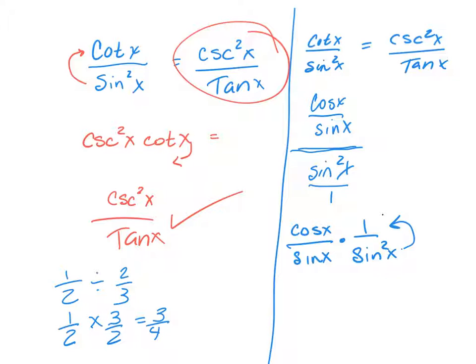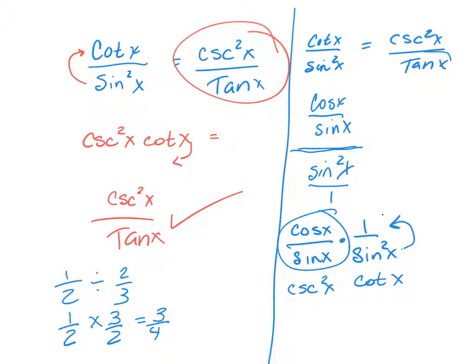But I need a tangent downstairs. What happens when I move this cotangent downstairs? It turns to what? What's the reciprocal? Wait, what happened to the sine? Sine squared of x went upstairs as a cosecant squared of x. I put cosine, but that's cosecant. So this is cosecant squared of x, and this is cotangent of x.